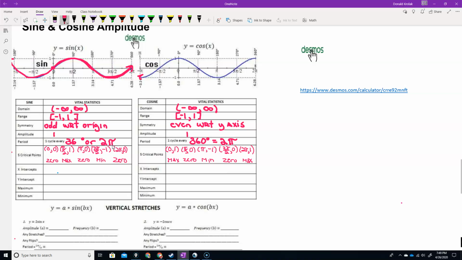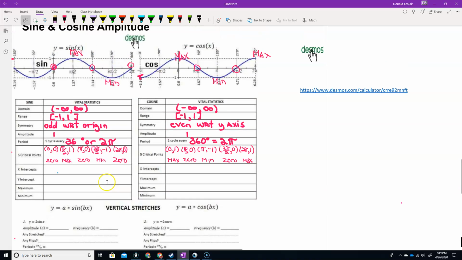This one starts at its max. Cosine then goes to 0, then goes to its lowest point, then goes back to 0, then goes to its highest point. And when you look at the graph of sine, it starts at 0, then it goes to its max, then it goes back to 0, then it goes to its min, then it goes back to 0.